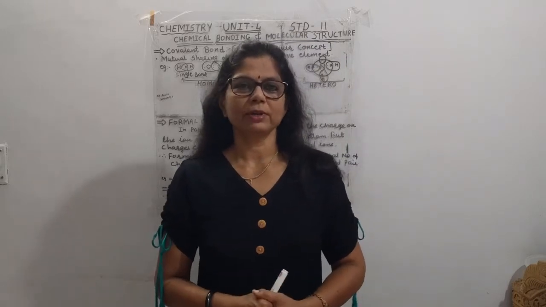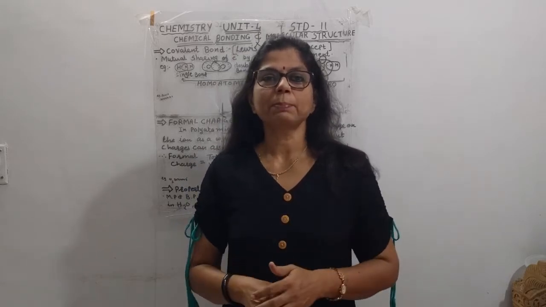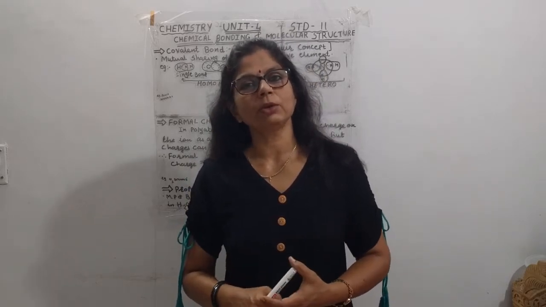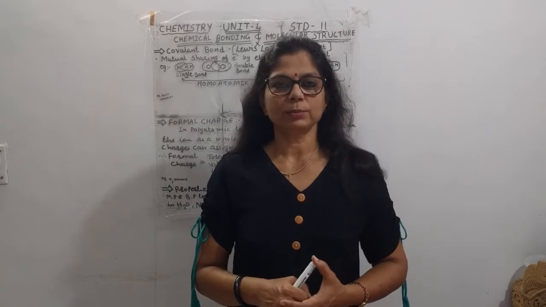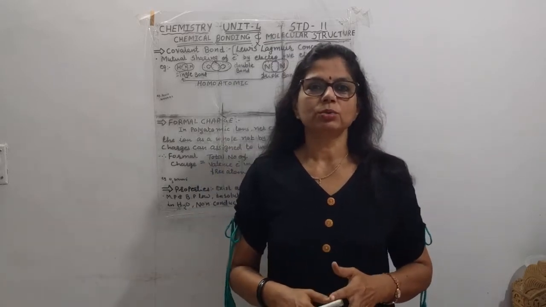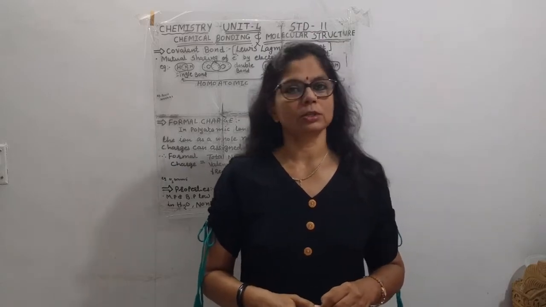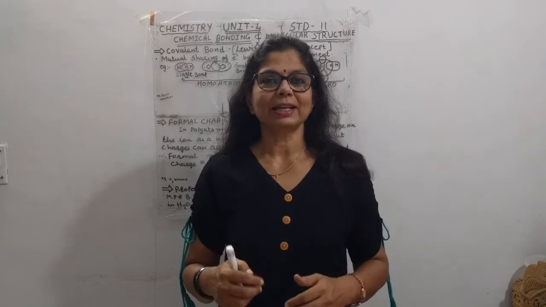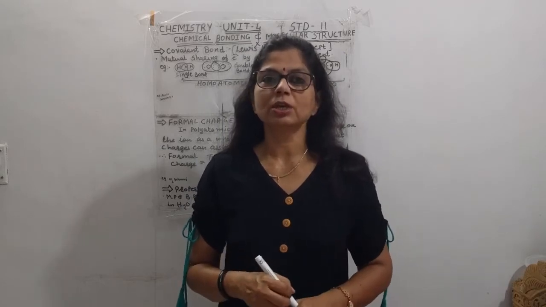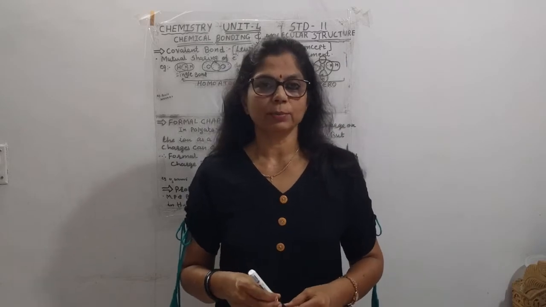Chapter 4 is our chemical bonding and molecular structure. In today's part 3, I am going to explain to you about the covalent bond. In the previous video, we studied the exceptions to the octet rule with the Lewis dot structure and exactly what information the Lewis dot structure gives. Now the next topic is our covalent bond.